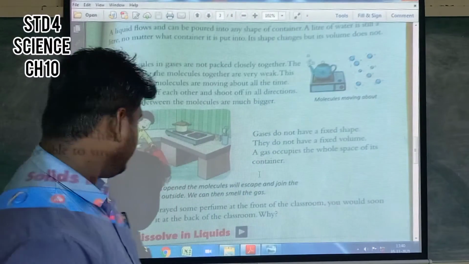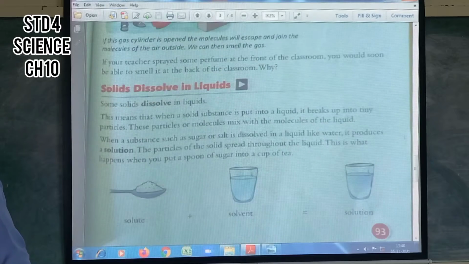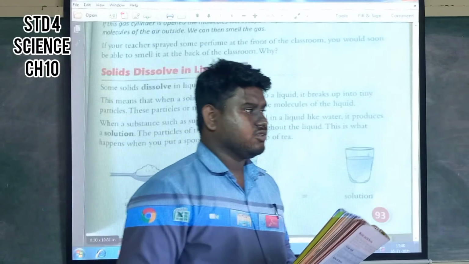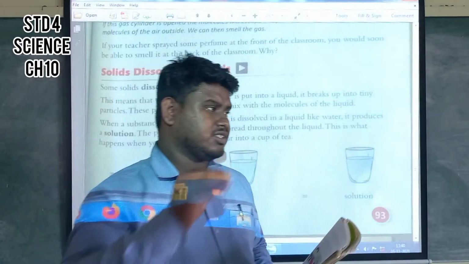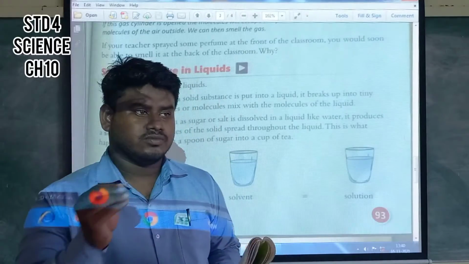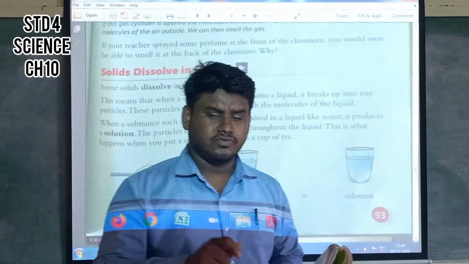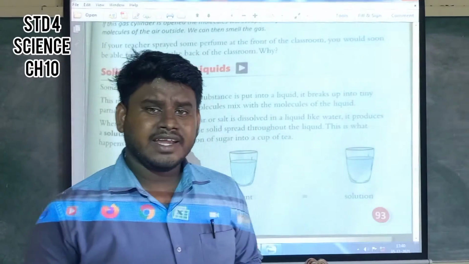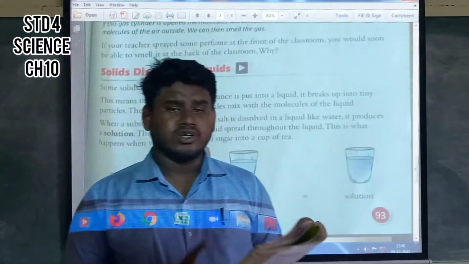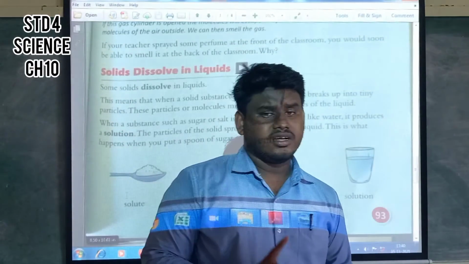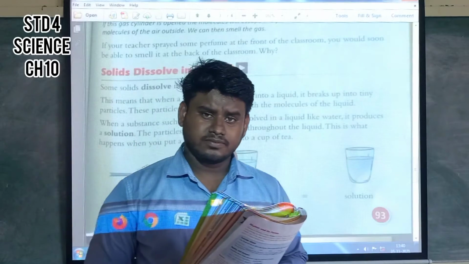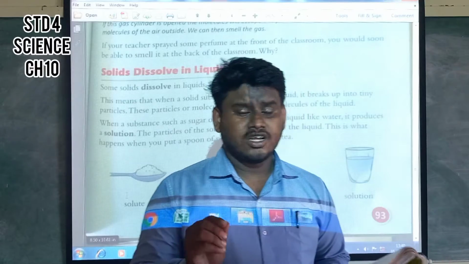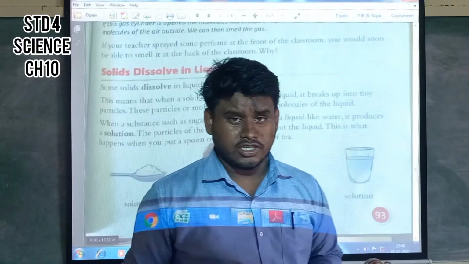Then solids dissolve in liquids. So sometimes you use lemon water. For that, what do you do? You add some sugar in it, you add some salt in it, or you put a lemon in it. Sugar is a solid substance. How does that get mixed with the water? If sugar is mixing, salt is mixing, then why are some sands not mixed? Okay, so some solids dissolve in liquids, not all solids.